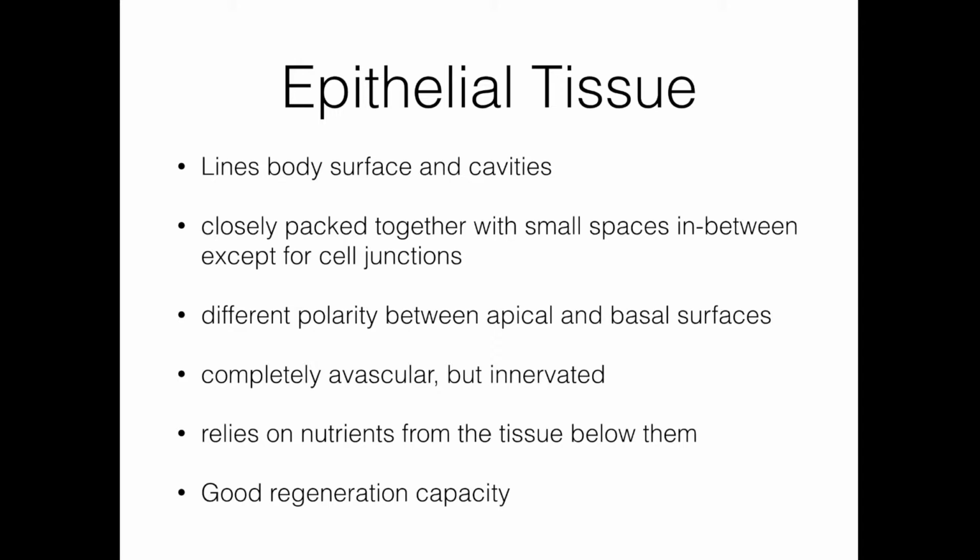Epithelial tissue lines body surfaces and cavities. They have closely packed cells that have small spaces in between, except for cell junctions. They have different polarities between their apical and basal surfaces. They're completely avascular, but they're also innervated. They rely completely on nutrients from the tissues below them.